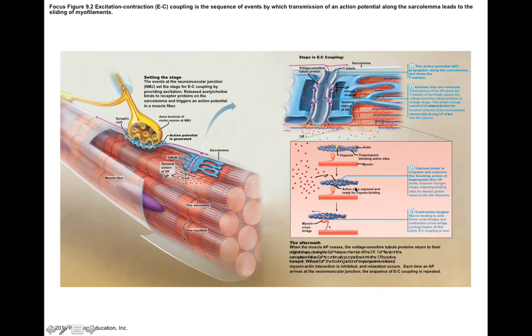Troponin pulls on tropomyosin in the thin filament and removes the inhibition from those actin binding sites. That way the myosin head can actually bind with actin. It forms a cross bridge, and it pivots to basically pull on the thin filament in a direction towards the M line of the sarcomere.